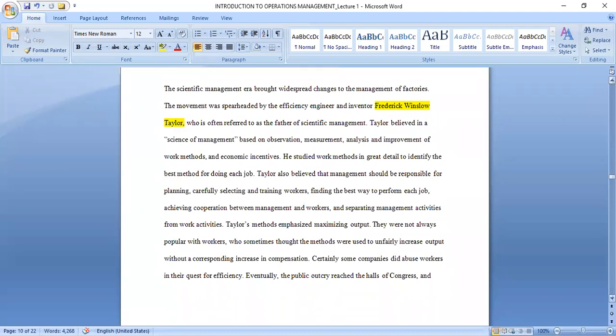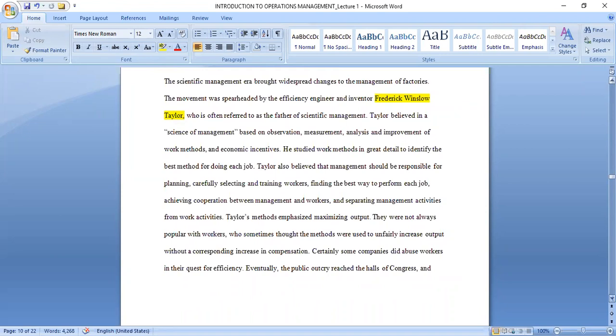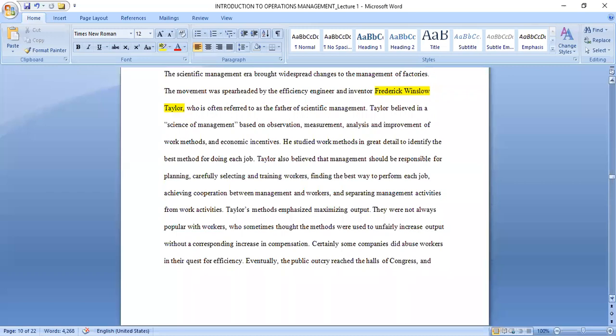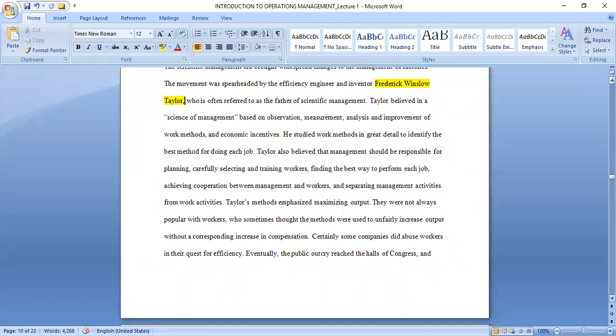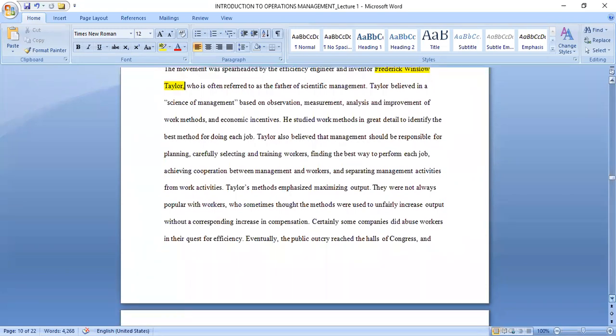So he believed in training workers. He believed in motivating workers. He believed in economic incentives, and scientific management also believed in improving work designs. So Frederick Taylor studied the different work methods, and also looked for ways of improving these work methods.